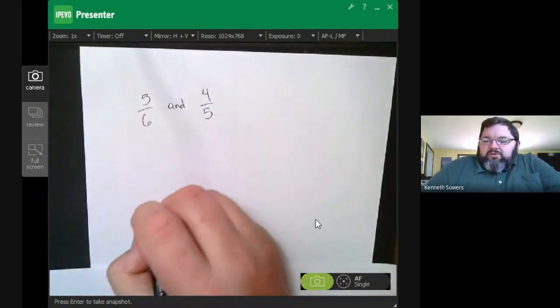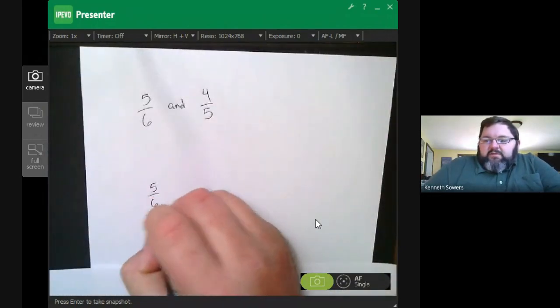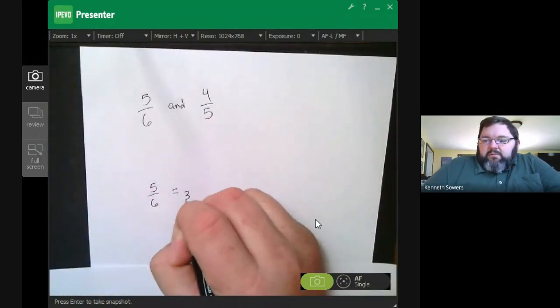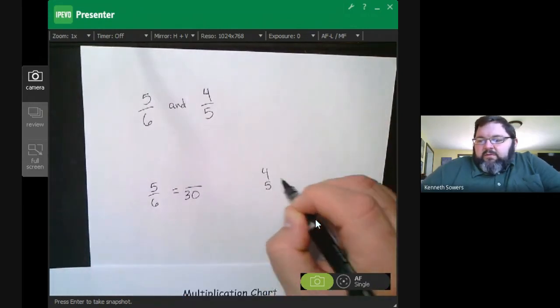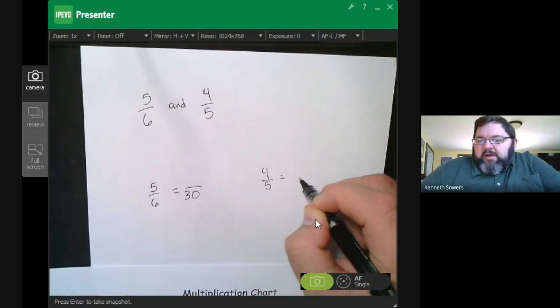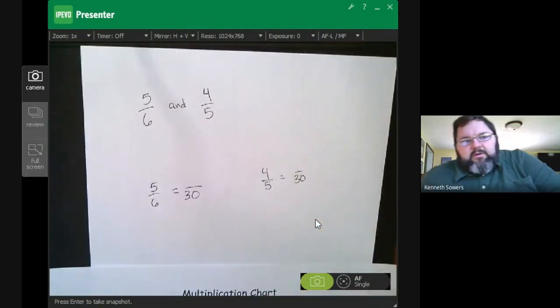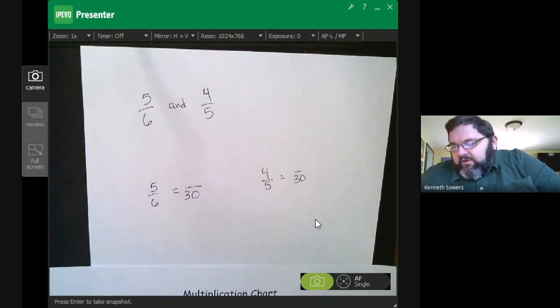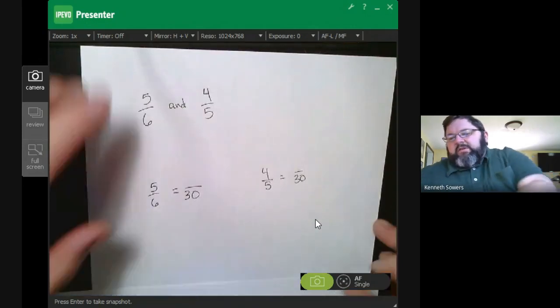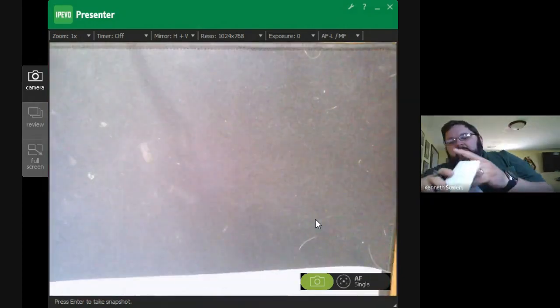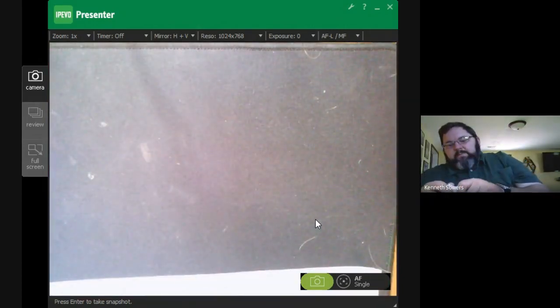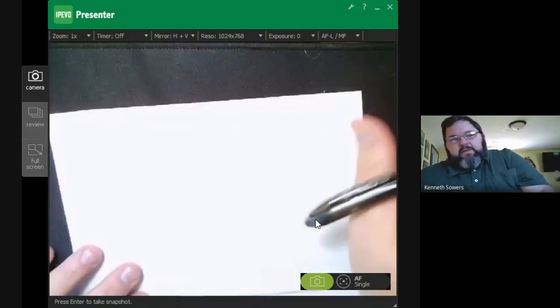So we're going to change 5/6 into 30 with a denominator, and 4/5, we're going to have the 30 as a denominator over there. Okay? So I'm going to actually skip ahead for 1 second. Let's focus on trying to find one more common denominator. And then we'll go back up and we'll find the equivalent fractions.